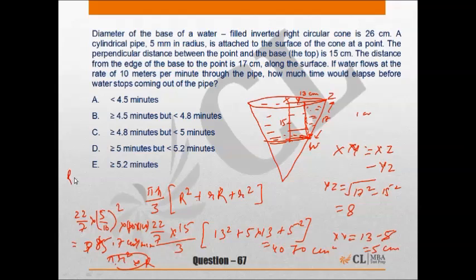So the required time will be the volume of the frustum upon the rate of flow of water through the pipe, and it will be 4070 upon 785.7. This is approximately equal to 5.2 minute, which lies in the range of greater than 5 and less than 5.2.